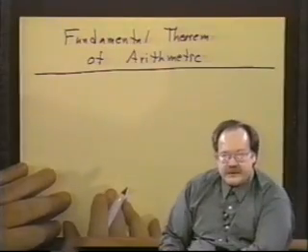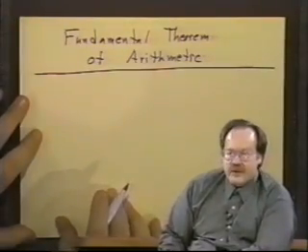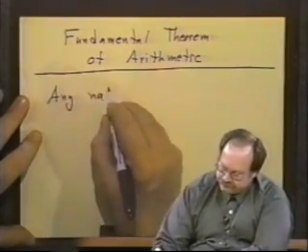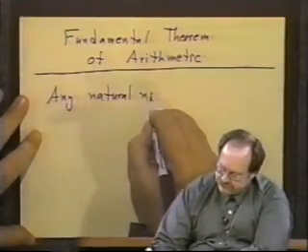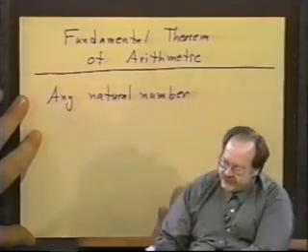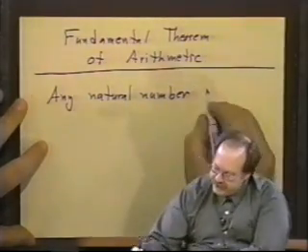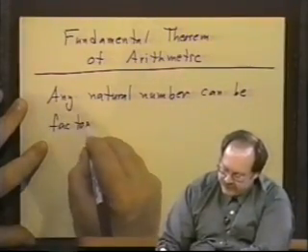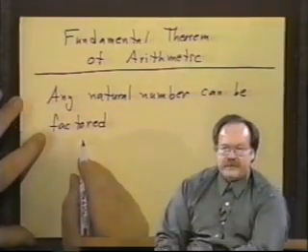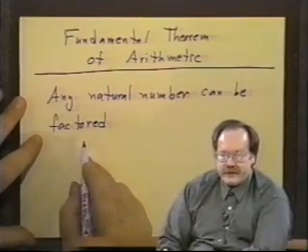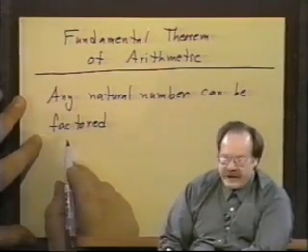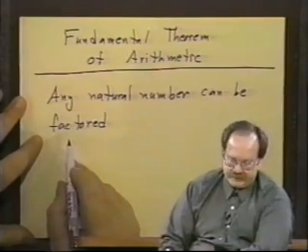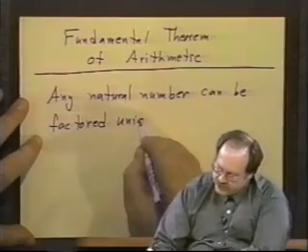And it's probably a theorem that you haven't seen in this form, but I think you know what it's going to say. Any natural number, that is to say, any of those counting numbers we saw before, can be factored. Now, I haven't officially defined the word factor, but a factor is simply a thing that is multiplied. So to factor a number like 12 would be to write it as a product of two other numbers. It can be factored uniquely.